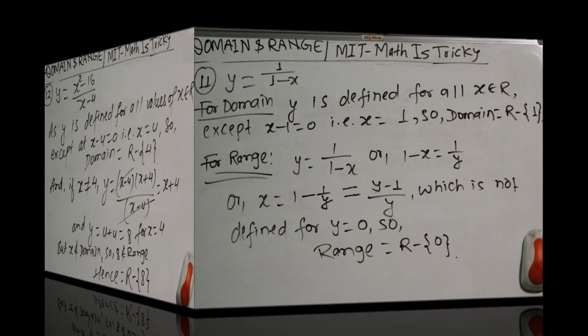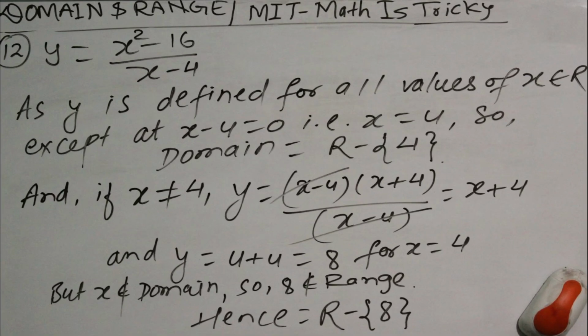Now, another question, question number 12: (x square minus 16) by (x minus 4). Whenever the function is in the form of a fraction, always think about the denominator. It shouldn't be 0. So it is defined for all x belonging to R, but it is not defined where x minus 4 equals 0, that is, except x equals 4.